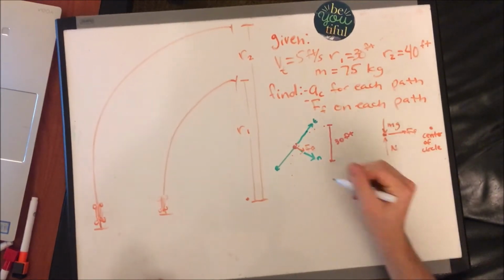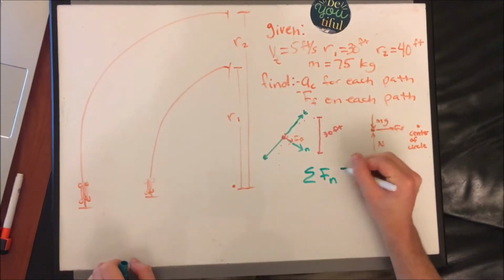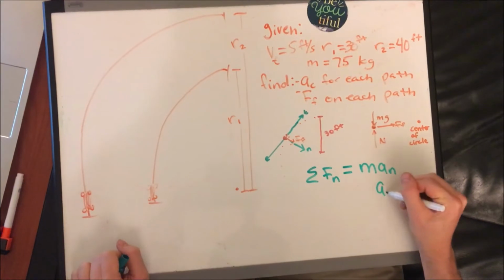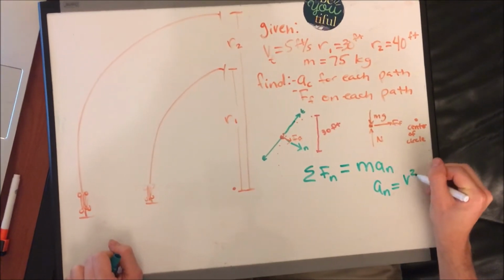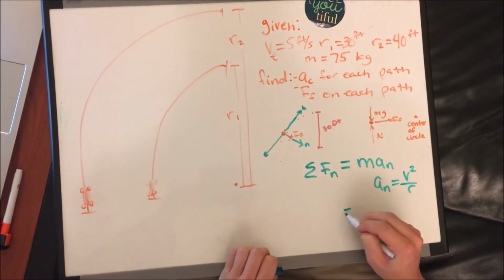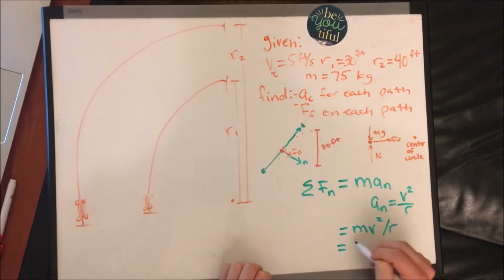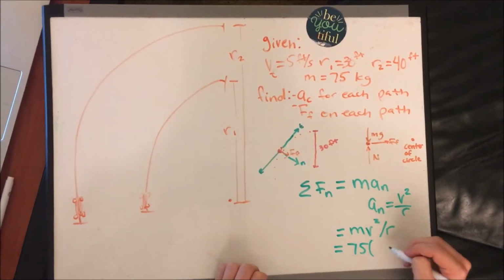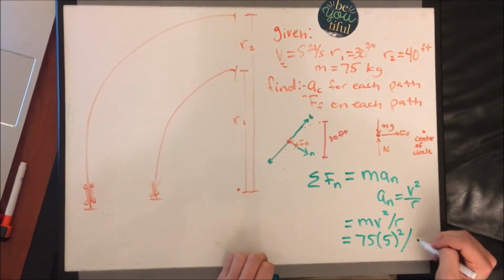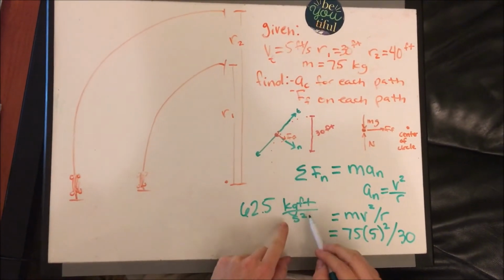I can then say that the sum of forces along the n component is equal to m a sub n. A sub n equals v squared over r, and so I can say that the force normal is equal to mv squared over r, which is equal to the mass, which is 75 kilograms, times the velocity of 5 feet per second squared divided by the radius, which is 30, to give 62.5 kilogram feet per second squared.